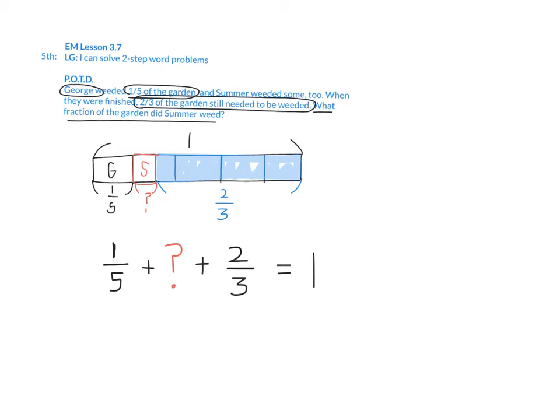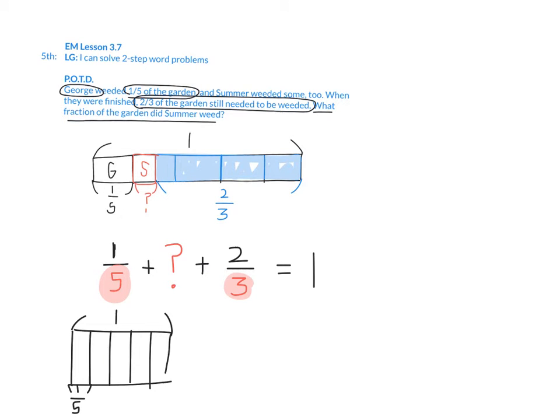So now that we know that George's part plus Summer's part plus 2/3, what was left, will equal 1, how can I solve to find out how much Summer did? What do I need to do first? Maham? You first need to convert 1/5 and 2/3 to have a common denominator. You'll notice that we have different units. We have fifths and thirds. So we can use rectangular fraction models to rewrite it so that it has common units. So if that's 1, this is 1/5, right? And then 2/3 will look like this.